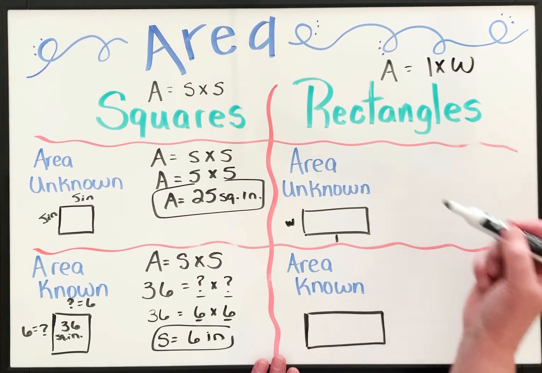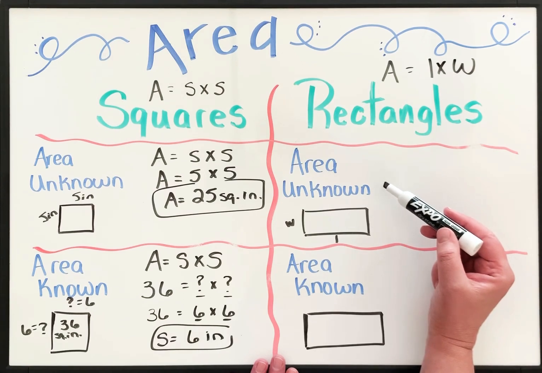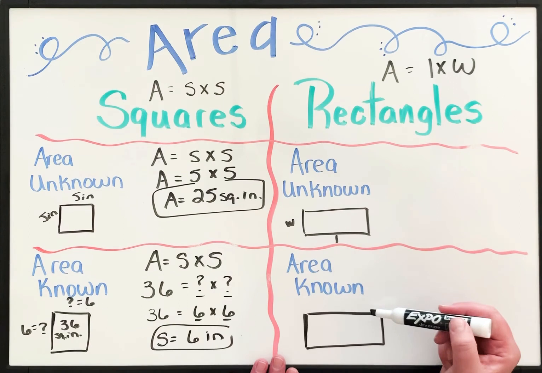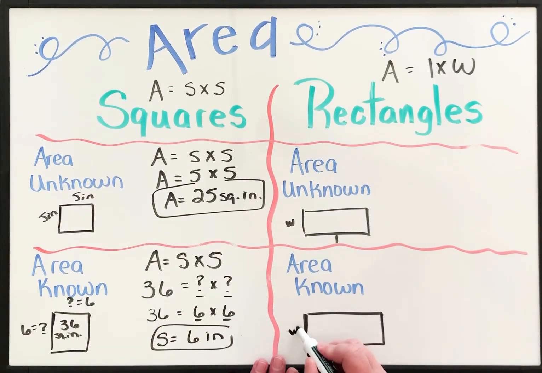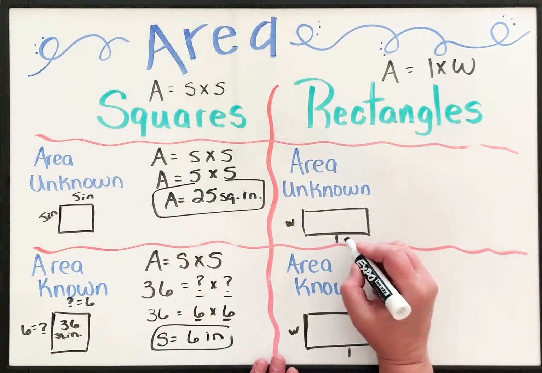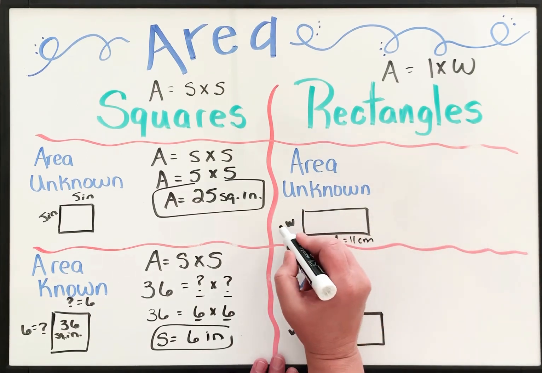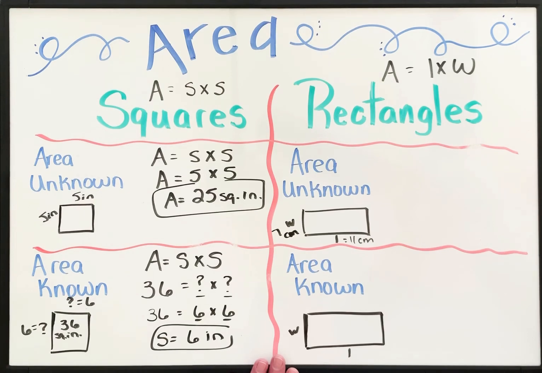And again, you could be given two situations: one where you will have to find the area, but you could also be given a question where your area is given to you and you will have to find either the length or the width. So let's do an example of each. If I give you a problem like Miss Moore has a picture frame that measures 11 centimeters by 7 centimeters, what is the area of my picture frame?